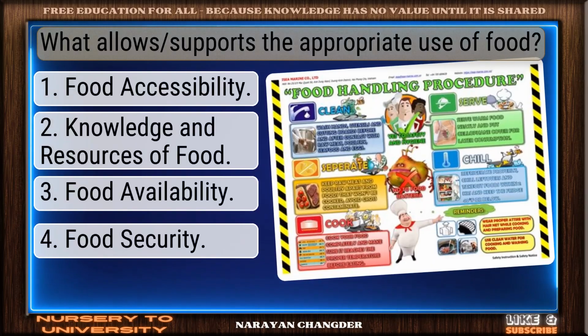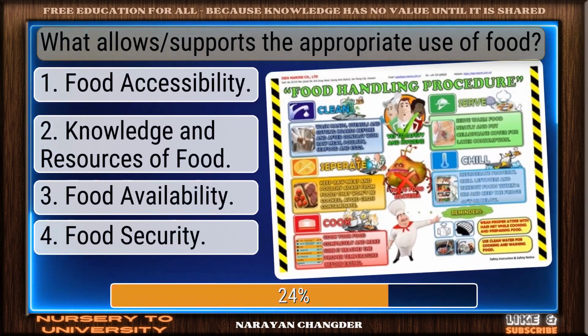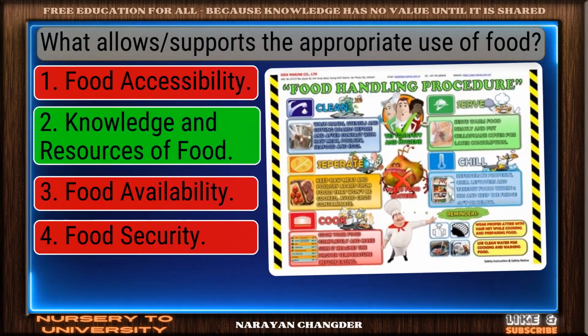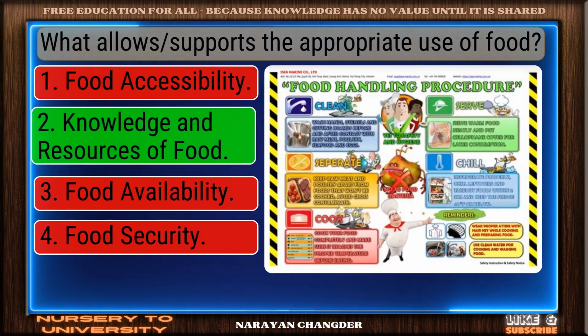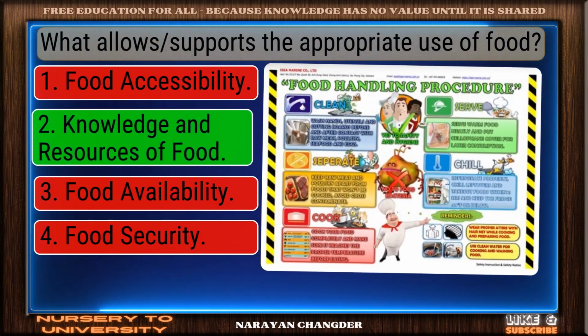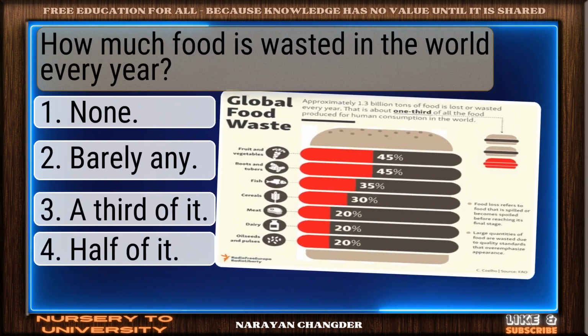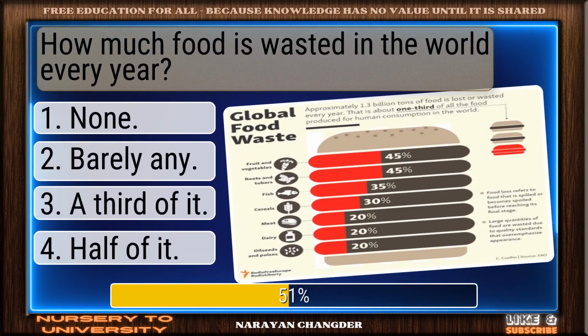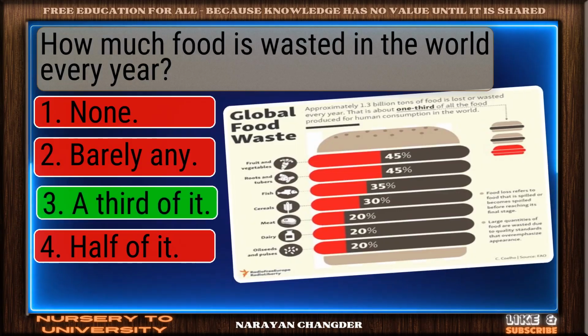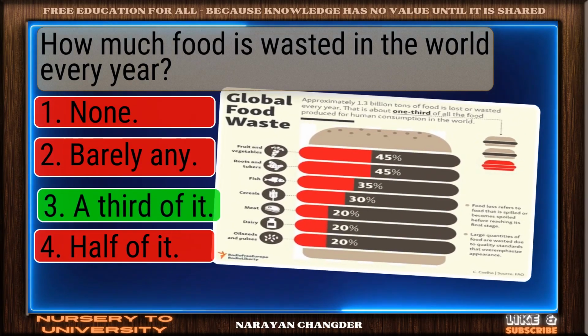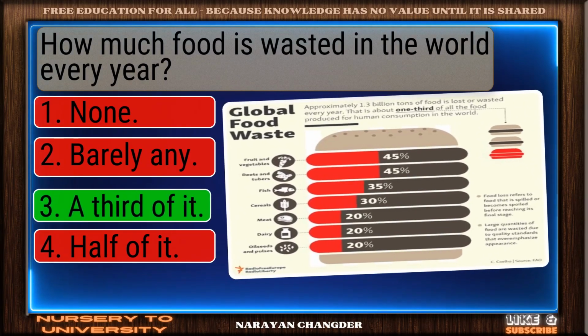What supports the appropriate use of food? Smart pick. Knowledge and resources of food is the correct choice. How much food is wasted in the world every year? Correct response. A third of it is the most accurate answer.